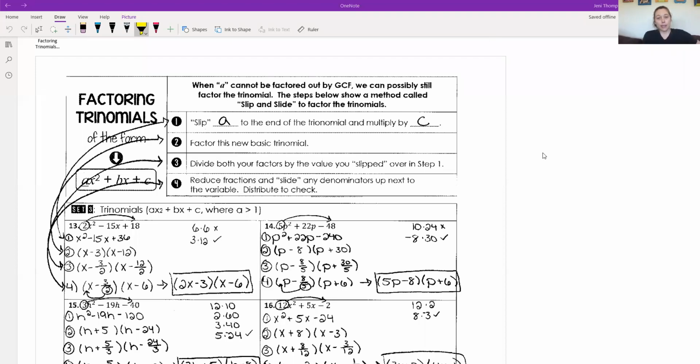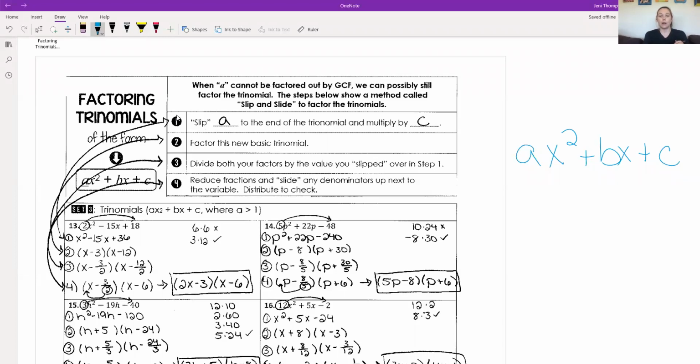Hey guys, you know how we did the box method earlier for factoring? Here is another method. It's shifting A to the back and multiplying it to our C term. Remember, when we've got our trinomials, our first term is our A, that's on our x squared, and then our B, and our C is just our constant at the end there.